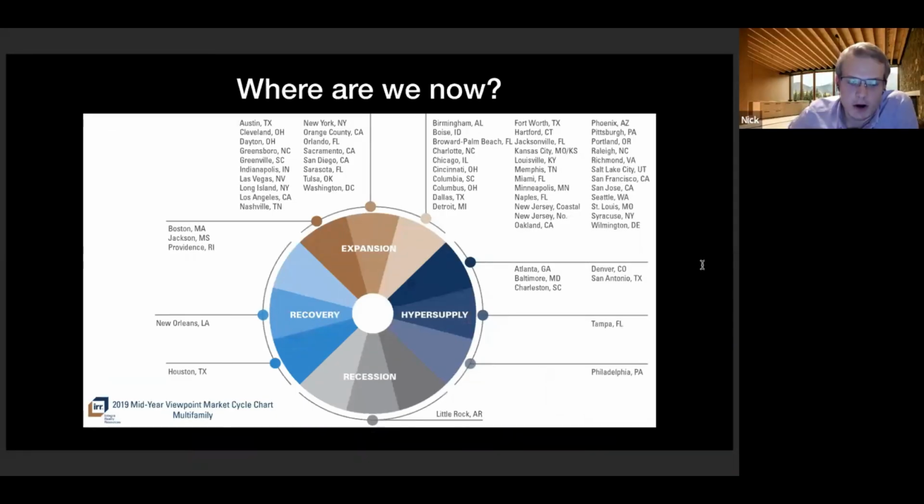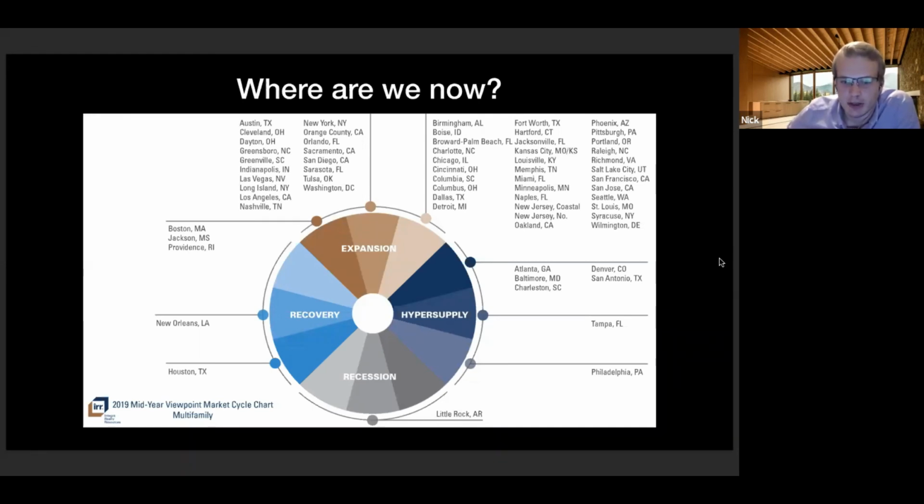And this is, where are we now? Yeah, this is funny. 2019 mid-year viewpoint. So you can just see how it breaks it down, which markets they project are in recovery, expansion, hypersupply, or recession. It's kind of funny to see where we are, and where they expect 2019 to 2020.